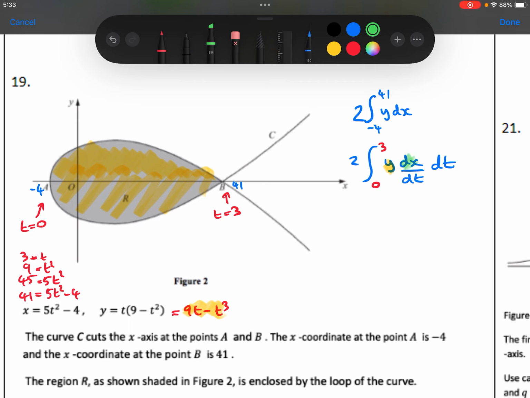The dx by dt, let's differentiate the x to get that. So if I differentiate 5t squared, I get 10t. Differentiating the 4 will disappear. So we're going to plug this into our formula. So the y was the 9t minus t cubed. The dx by dt was 10t.